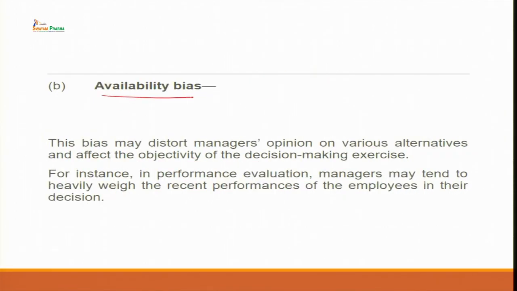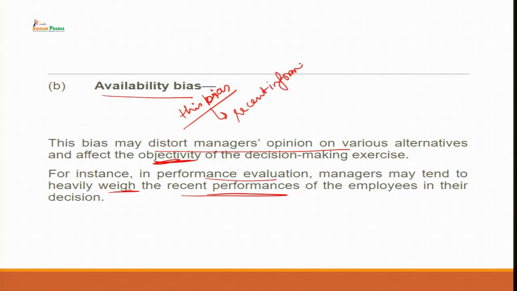Next is availability bias. This bias may distort a manager's opinion on various alternatives and affect the objectivity of the decision making exercise. For instance, in performance evaluation, managers may tend to weigh heavily the recent performance of an employee in their decision. So, this bias occurs when the manager relies heavily on or gives overemphasis to recent information and underestimates the relevance of events of the distant past.